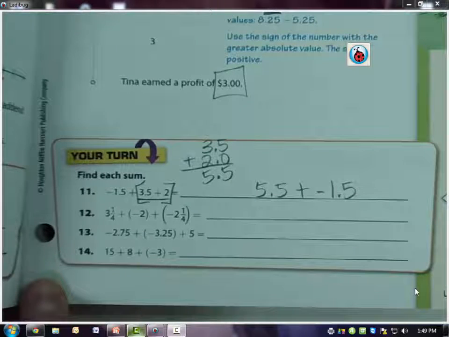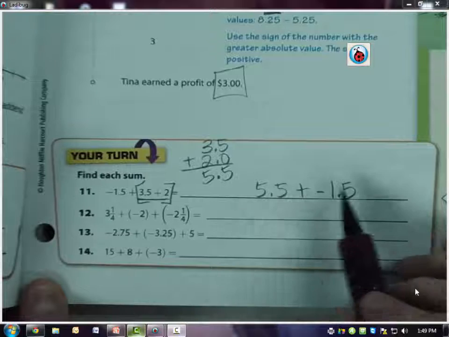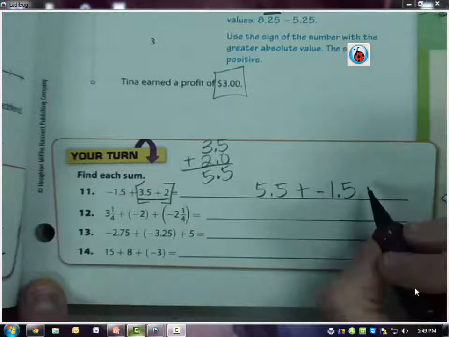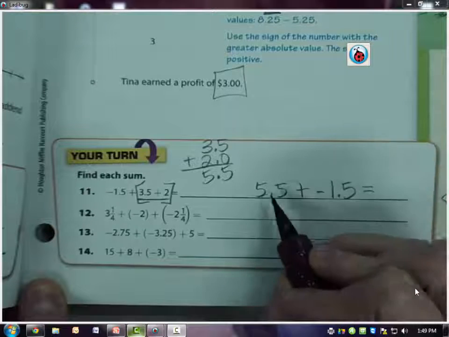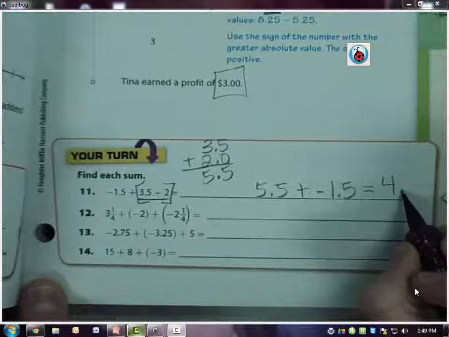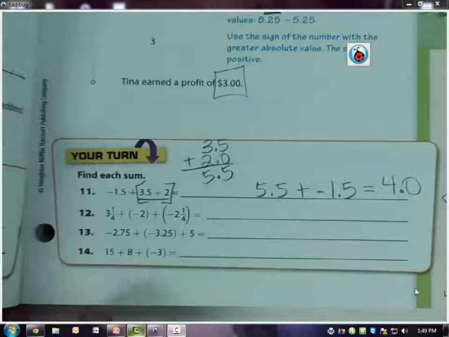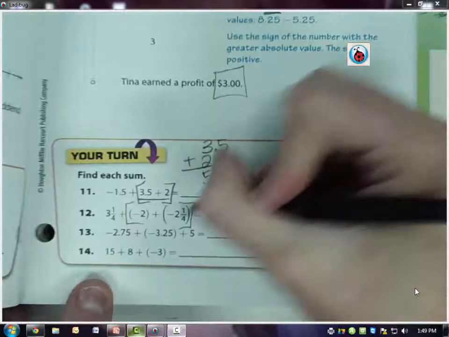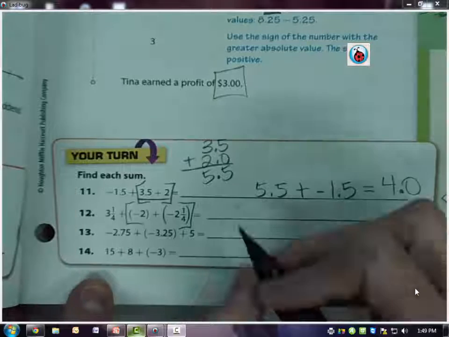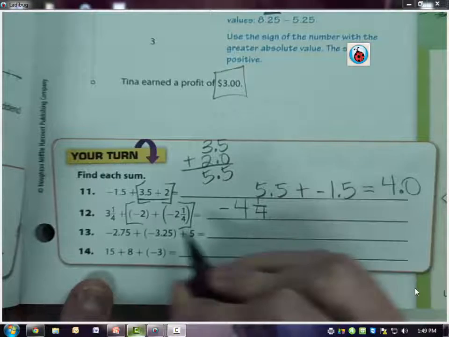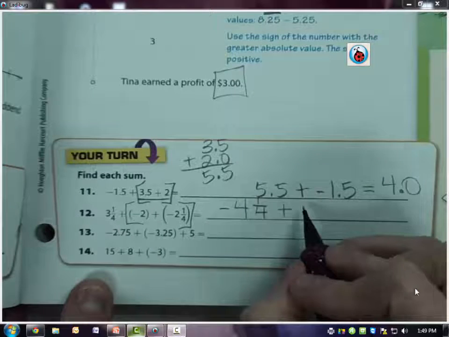Okay, next one. We should add our negatives this time because these are our like signs. So when I add those together, I get negative 4 and 1/4. Then I bring 3 and 1/4 over, and I end up doing what? They're different signs, so we take the difference, so we subtract. Who's larger here? Good, our negative. So we're going to end up with 4 and 1/4 minus 3 and 1/4. Good, you should have got 1.